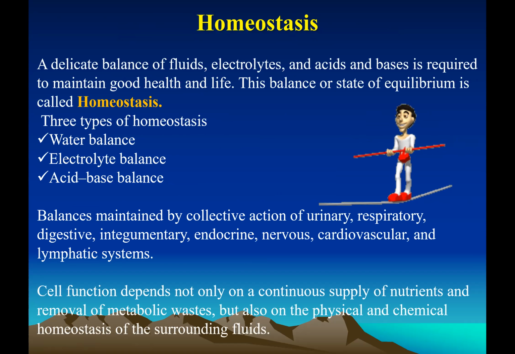So what is homeostasis? Homeostasis is a balance or a state of equilibrium of water, electrolytes, and acid-base. So these three balances are what we're going to focus on. Homeostasis in the human body is collectively accomplished by the urinary system, the respiratory, digestive, integumentary, endocrine, nervous, cardiovascular, and lymphatic systems. So all the systems will work together to maintain homeostasis.